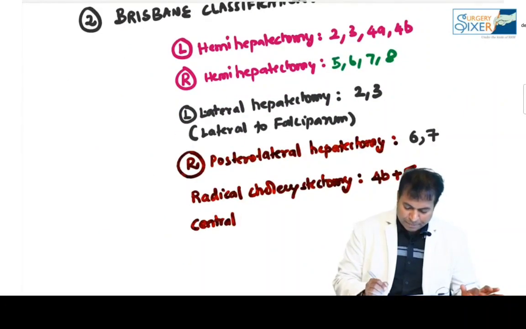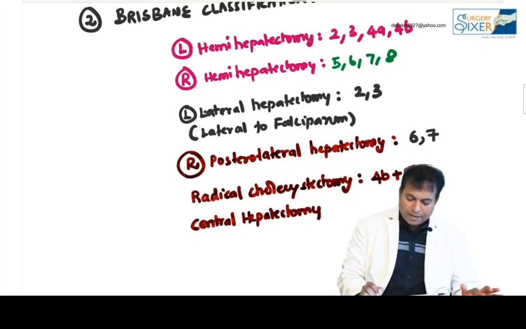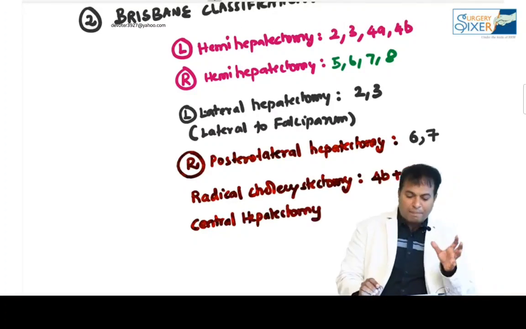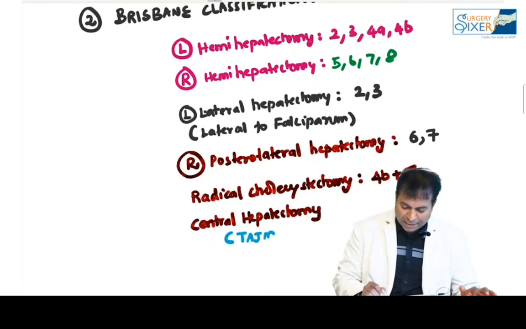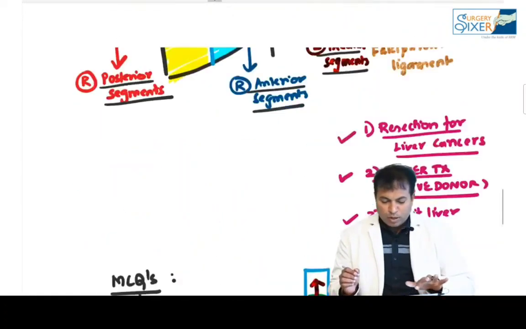Central hepatectomy. It is also done for gallbladder cancers or for intrahepatic cholangiocarcinomas. It is also known as Taj Mahal hepatectomy, because you are going to resect this like a Taj Mahal.